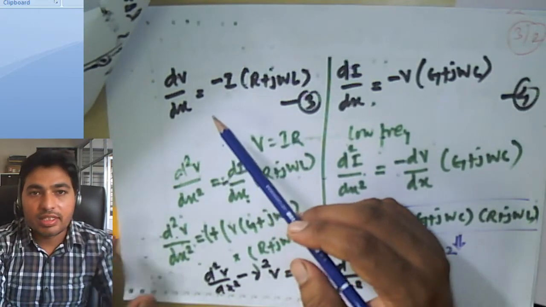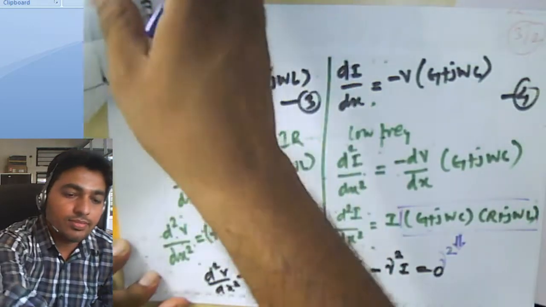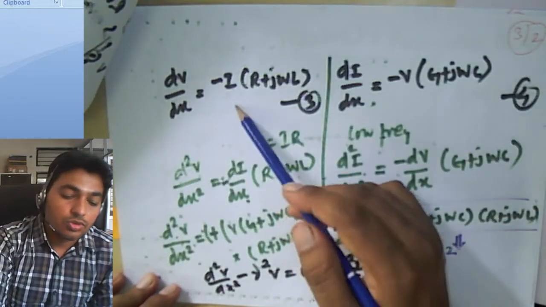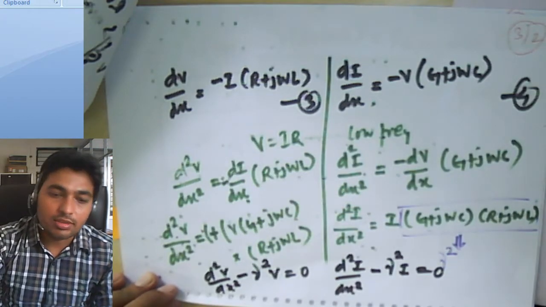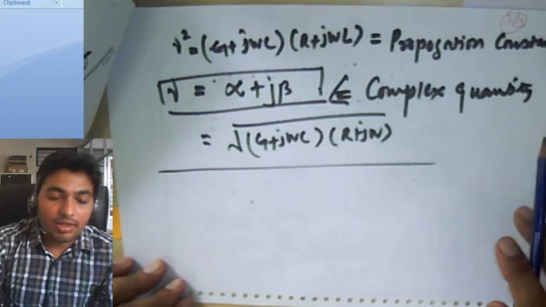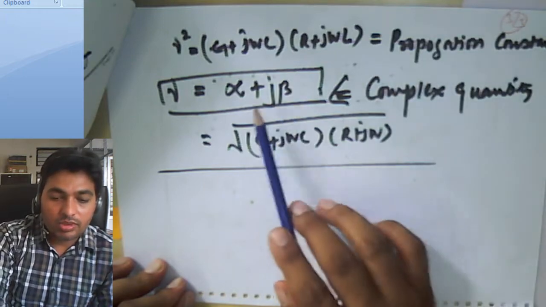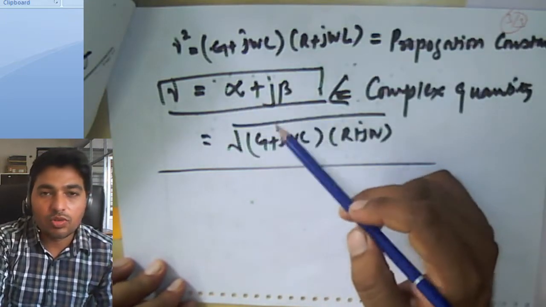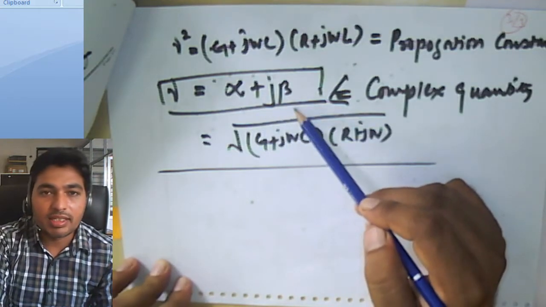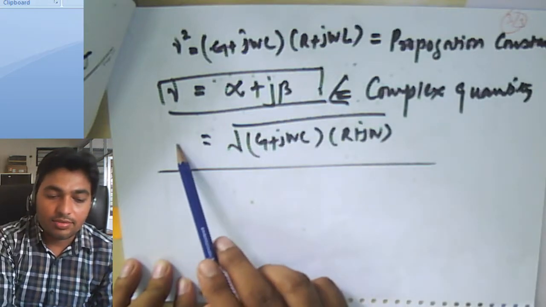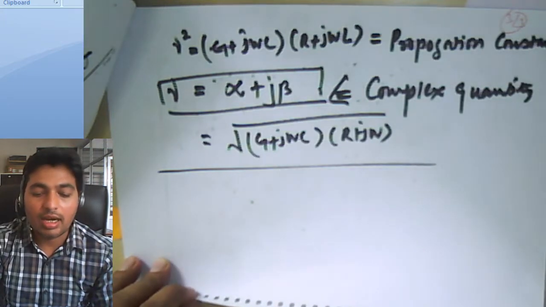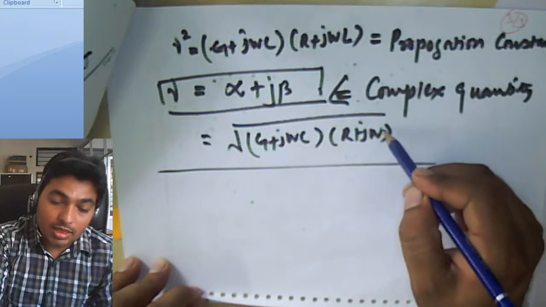So we have differentiated this. This is our voltage equation, and we have differentiated that voltage equation so that we get the solution of this equation. So this is our main equation, and we have solved this equation, and we have defined one constant that is called the propagation constant, which is equal to alpha plus j beta. Alpha is our attenuation constant and beta is our phase shift constant, and we have derived gamma is equal to under root (g plus j omega c) into (r plus j omega l).